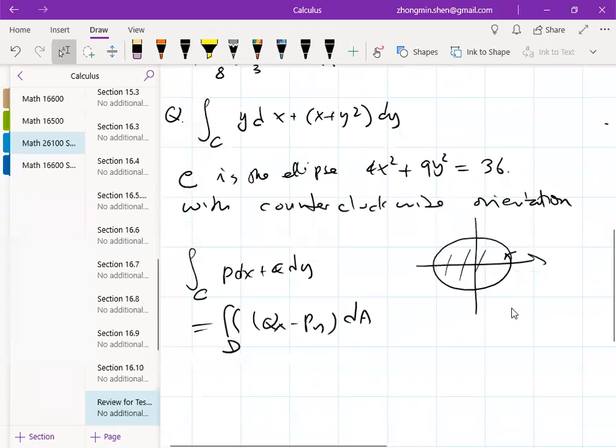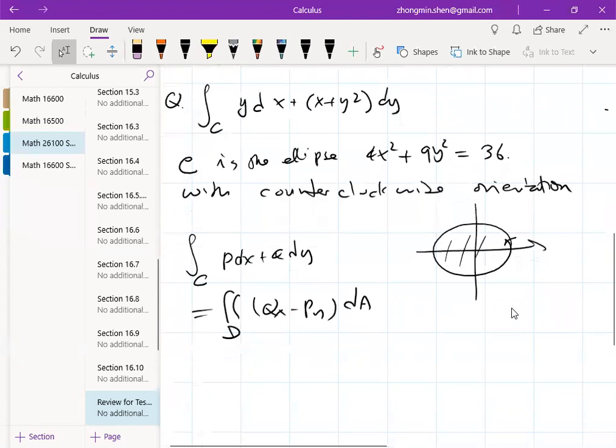Now, ellipse, I'm not sure, because the double integral over an elliptical domain, we call it an elliptical domain, maybe not easy. Okay, so let's try this. That's the first method, right? And this is domain D.